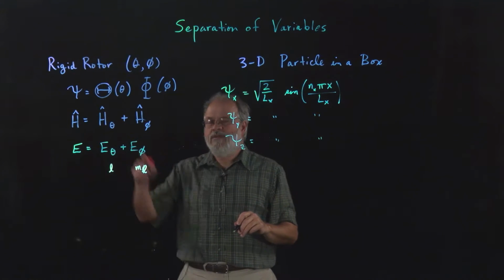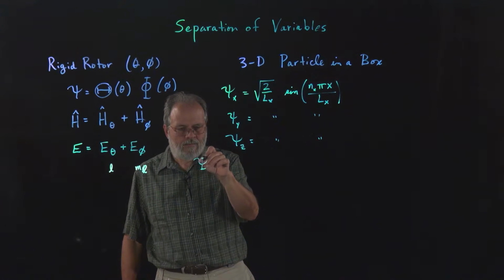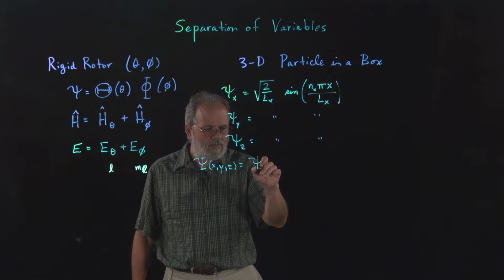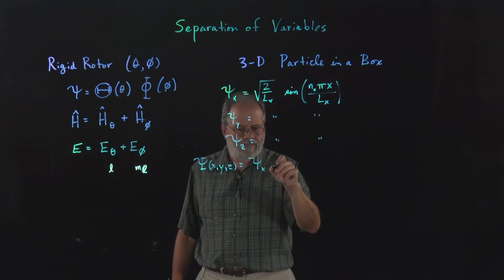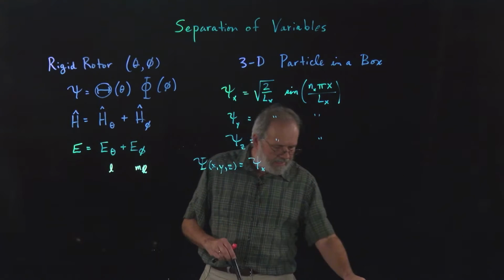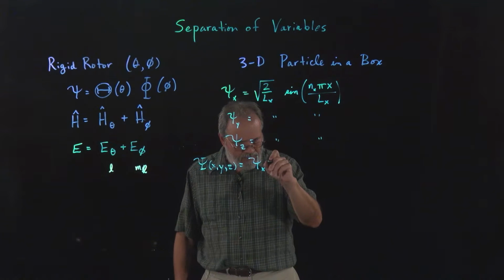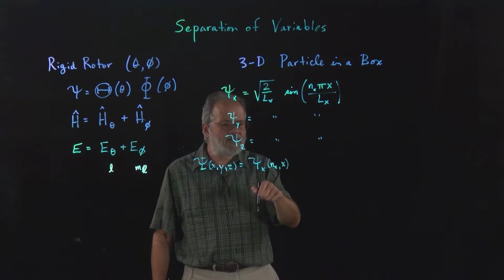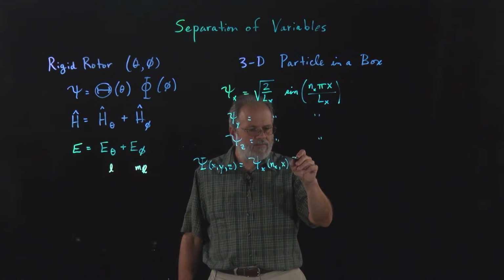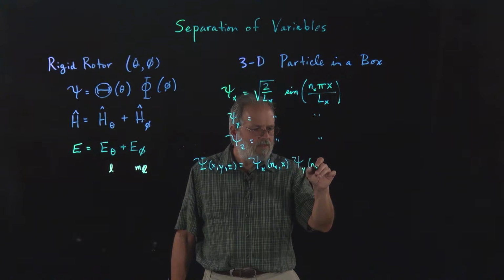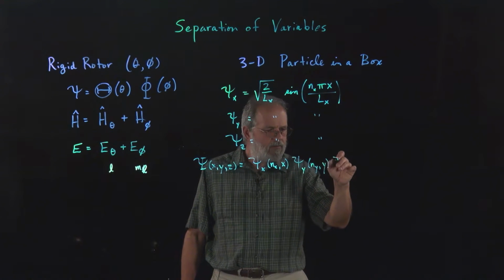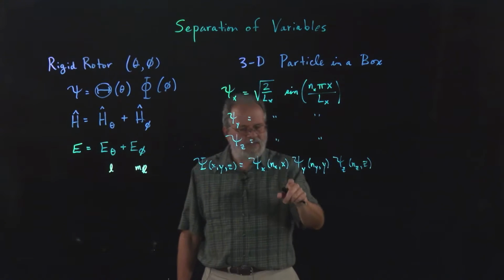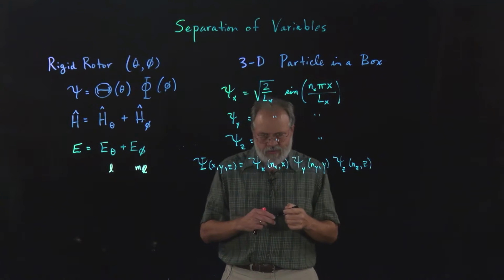And the total wave function is going to be the product. I'm going to call it psi x, and so I'm just going to say nx and the position x. There are different ways you can express this, but we'll just do it this way. So the variables are x, y, and z, and it separates into a product.